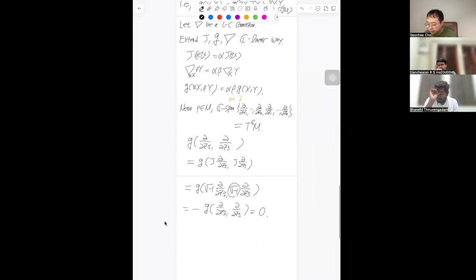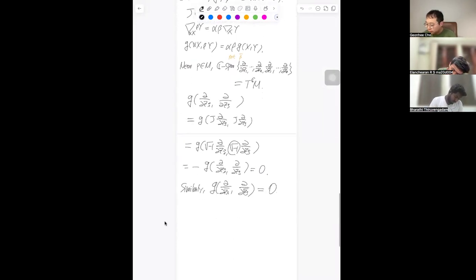Similarly, you can expect that if you now plug in sections from the 0,1 part, and I put the complex conjugate for each, then with the same reasoning you will get 0. So the only thing that survives is g of d/dz_i with d/dz_j complex conjugate. So make sure that now we can see why we need to put one part with the complex conjugate. This is in general not 0.